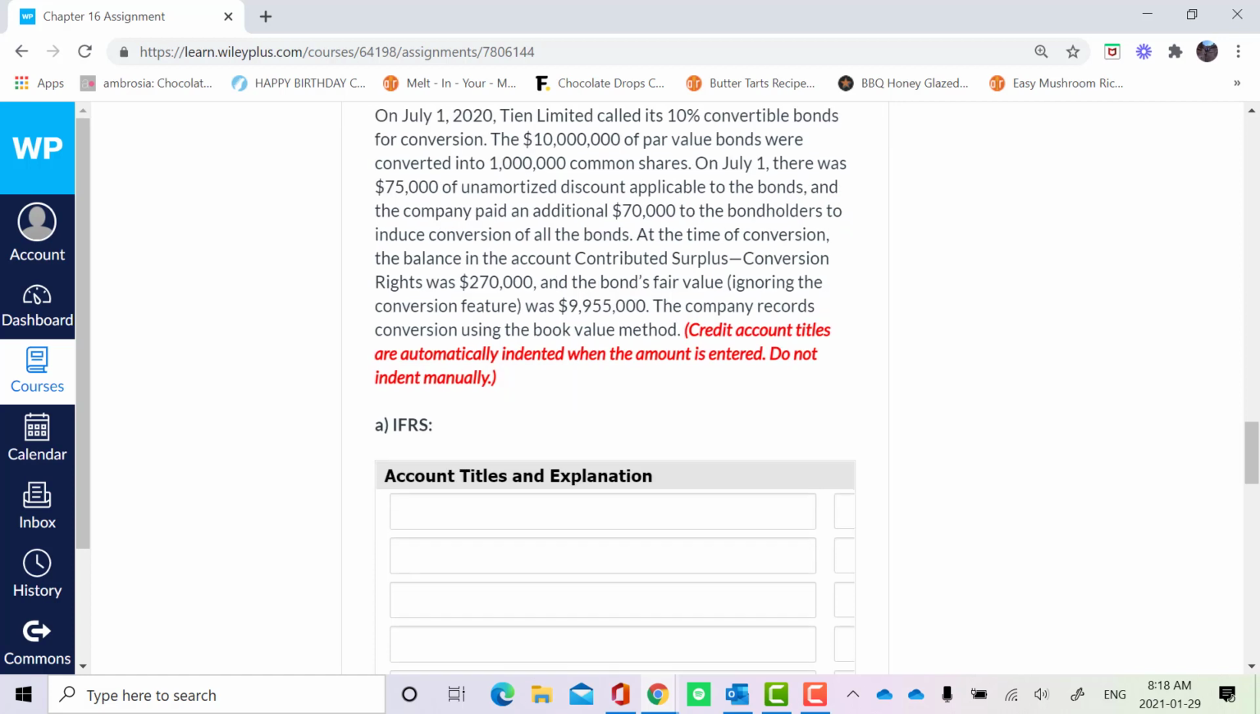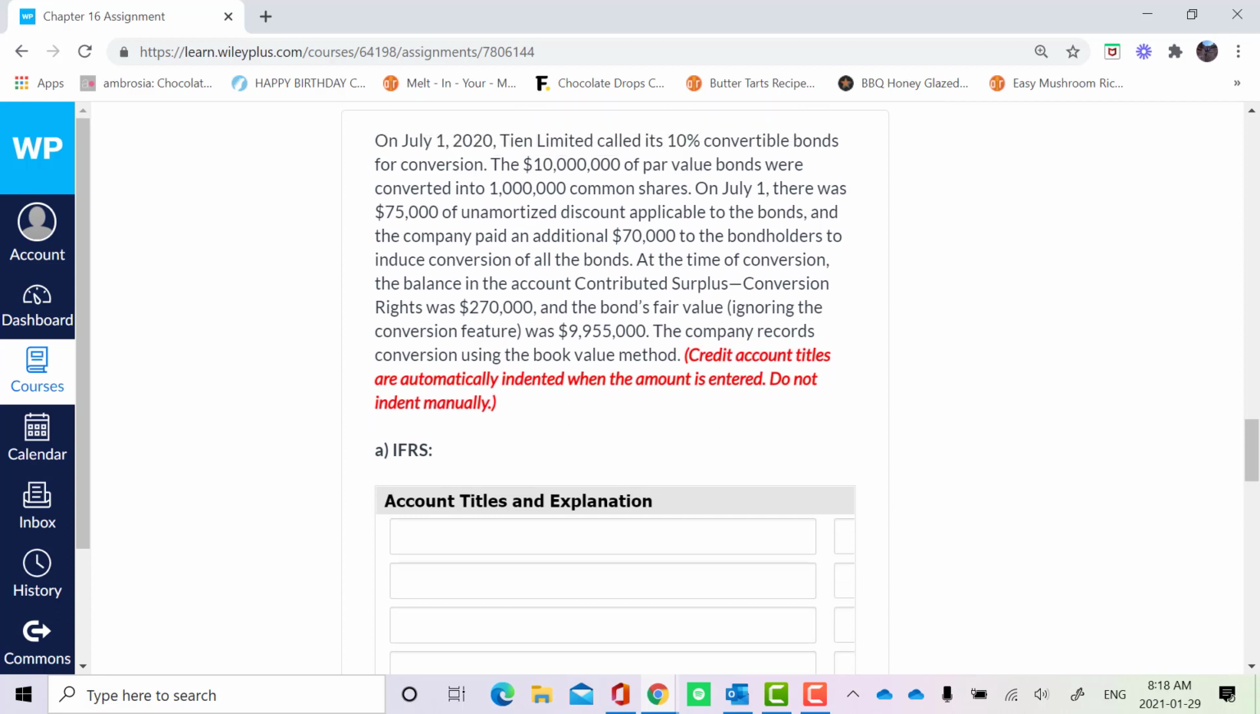So we converted some bonds into shares. So the bonds go away and shares are created. And for the most part, we use the book value approach. So the shares are going to get created at whatever the sum is of all the entries we have to do to get rid of them.